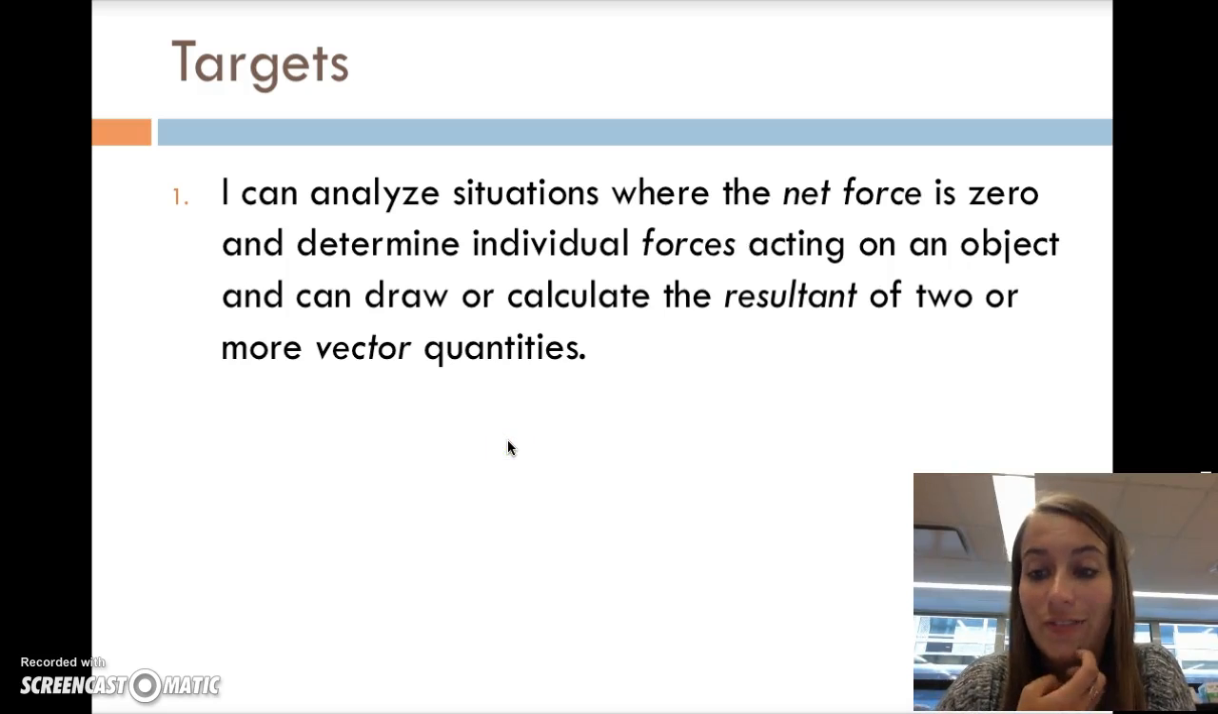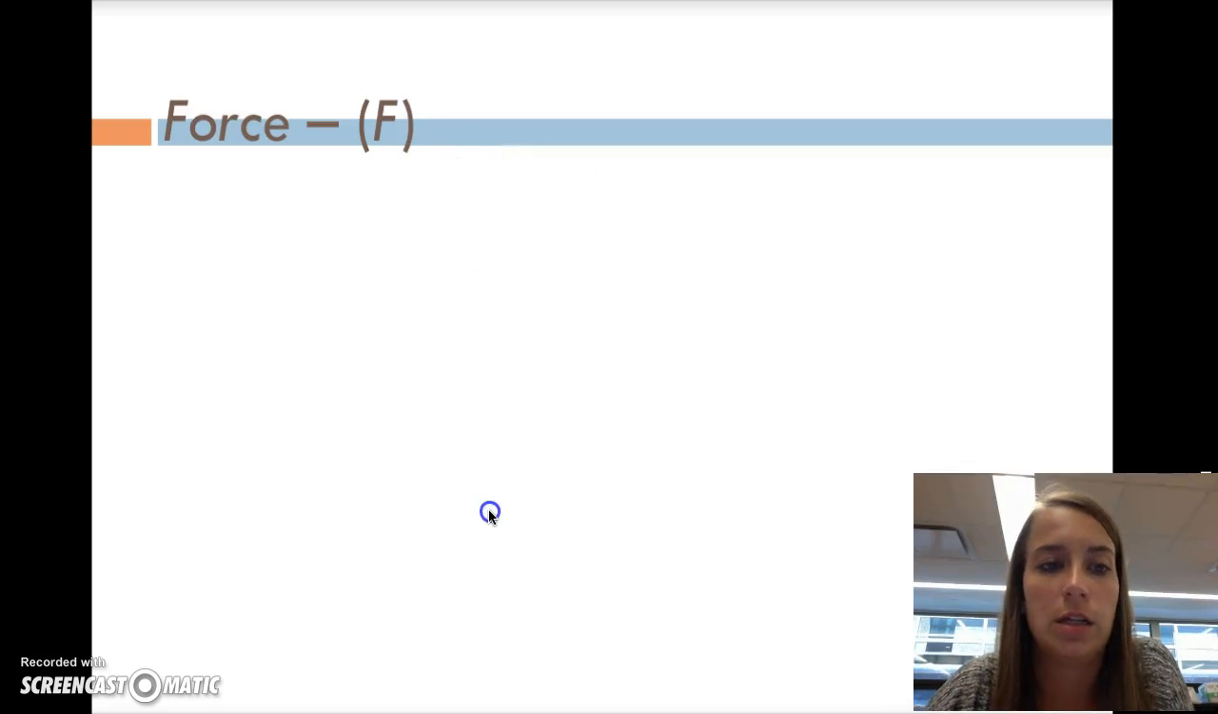All right. We're going to focus on the beginning of that target 1. So we're going to say I can analyze situations where the net force is 0 and determine individual forces acting on an object. Okay, so that's what we're going to try and work on today. All right, force, capital F.